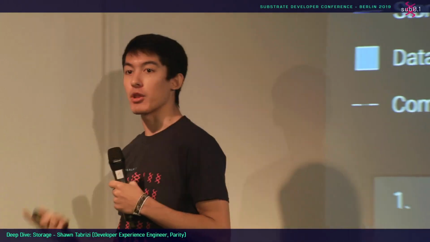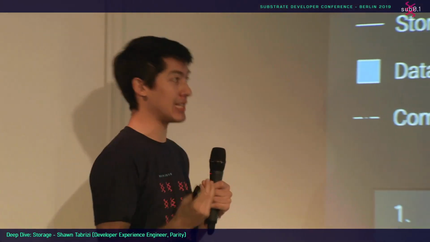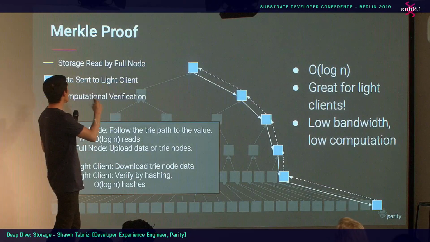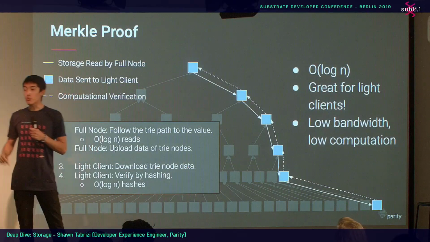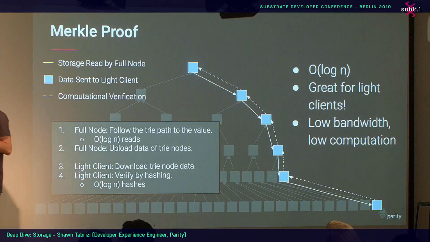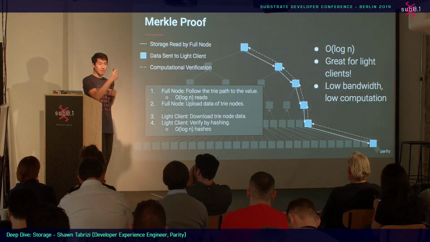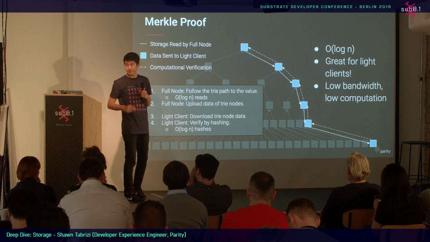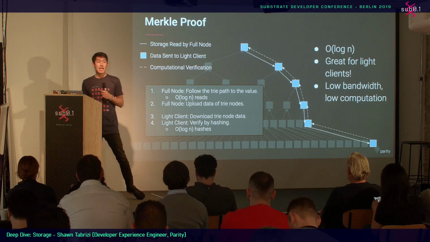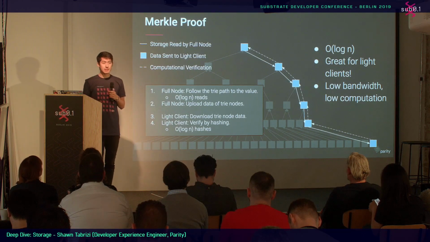It's great for light clients. This is the important part. Substrate is a light client first platform, and that's really important to achieve a decentralized, trustless world, right? When you want to do things like Merkle proofs, you get really great performance in a light client. You only need O(log n) amount of data, basically, to be able to prove that some value exists within this tree. So a light client says, hey, prove to me this data exists.